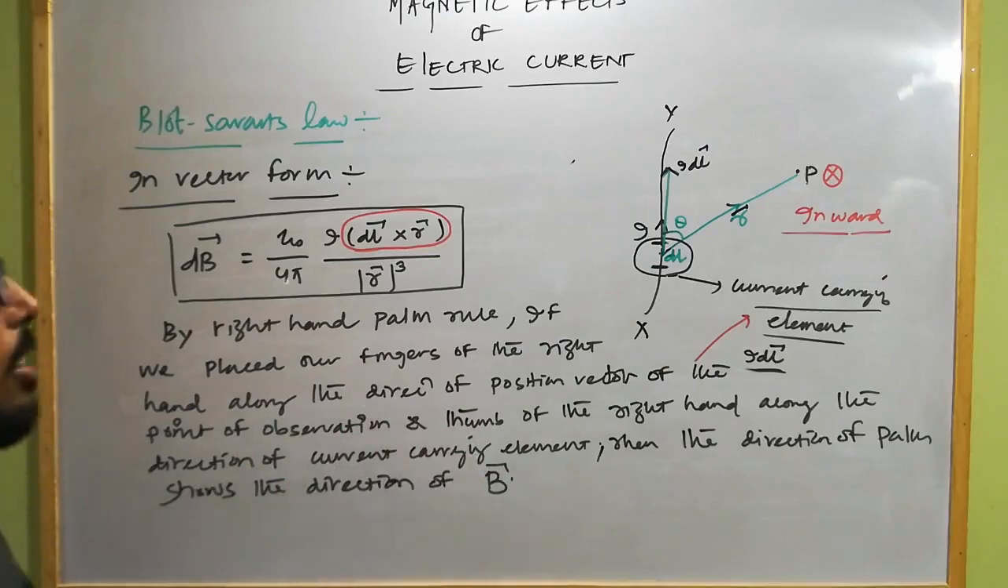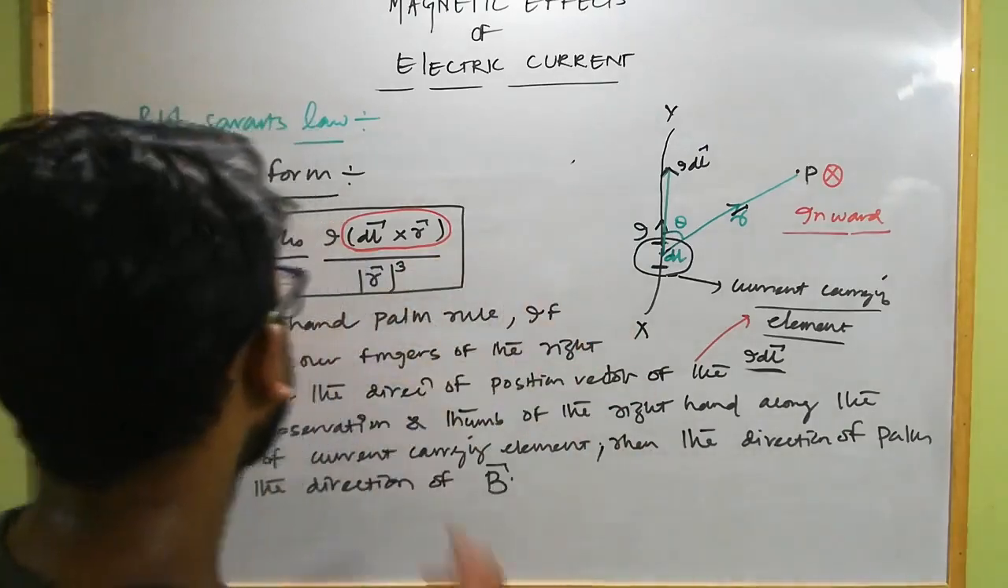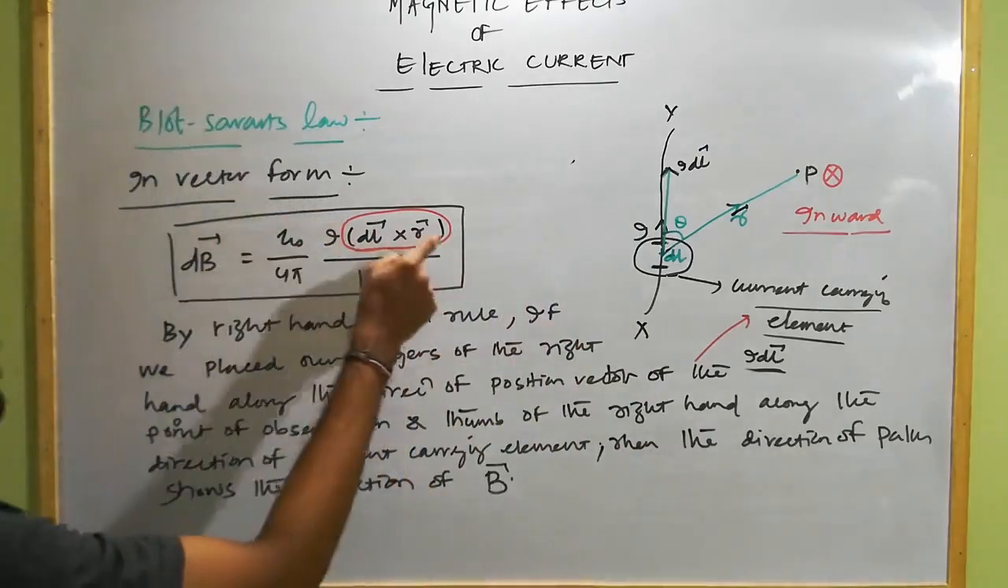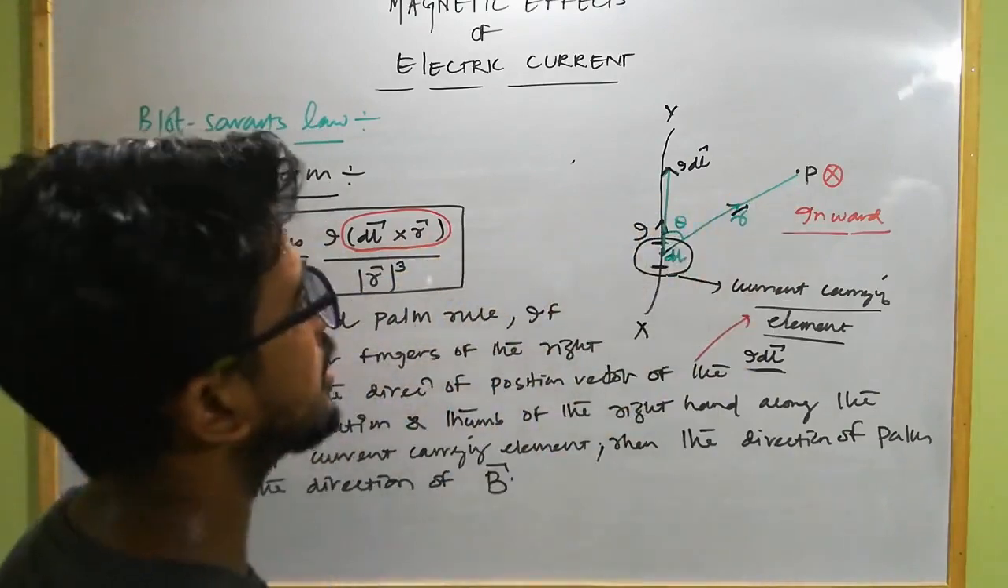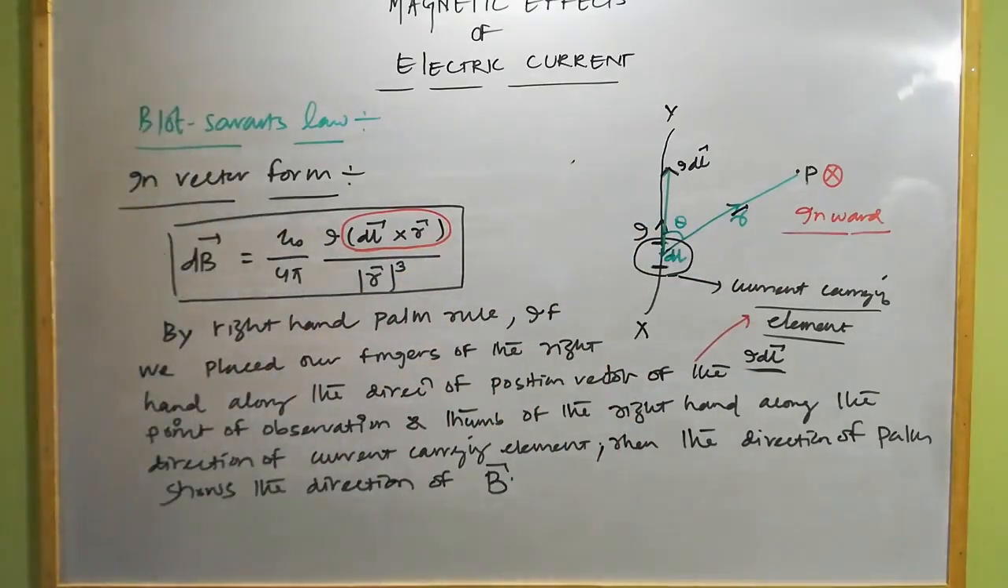So this is all about Biot-Savart's law. And this is the expression you have to remember to calculate the magnetic field strength at any point nearer to a current carrying conductor. Clear?